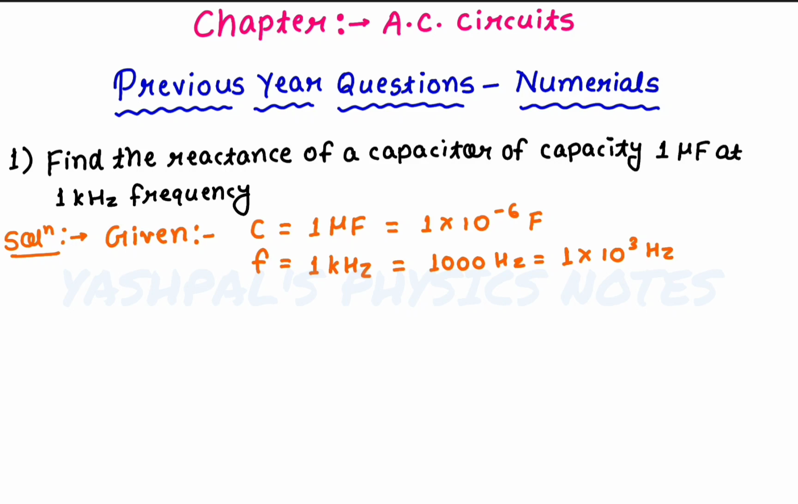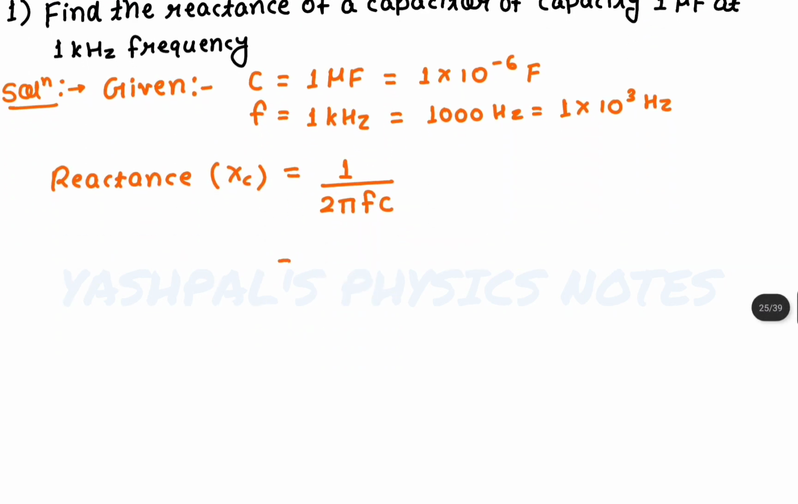Now what we are going to find is the reactance. So therefore reactance, we write reactance as Xc. This is the symbol of reactance. Its formula is given by 1 upon 2 pi f C, where f is the frequency and C is the capacitance. So let's substitute all these values.